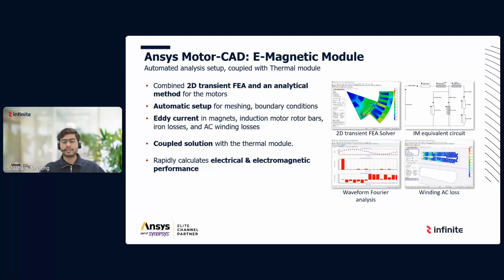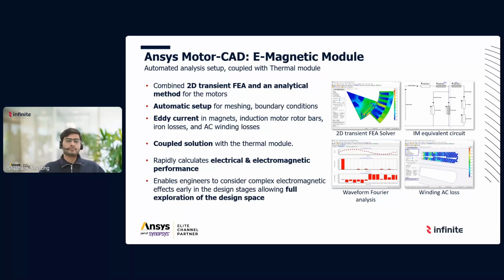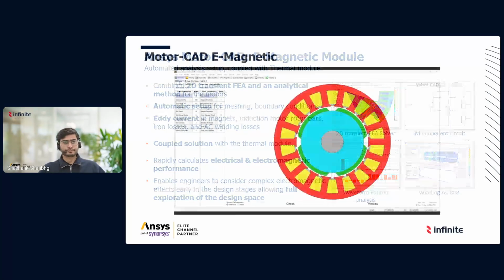It gives you the answers really quickly because it's a 2D transient FEA and an analytical method that is being used here. This enables engineers to quickly test various parameters for their design exploration. So you start off with a rough design, and then you narrow it down to a specific design.